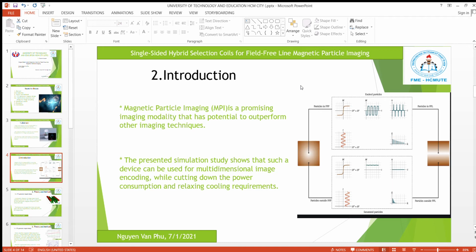2. Introduction. Magnetic particle imaging (MPI) is a promising imaging modality that has the potential to outperform other imaging technology. The present simulation theory shows that such a device can yield multi-dimensional imaging encoding while cutting down the power consumption and relaxing cooling requirements.